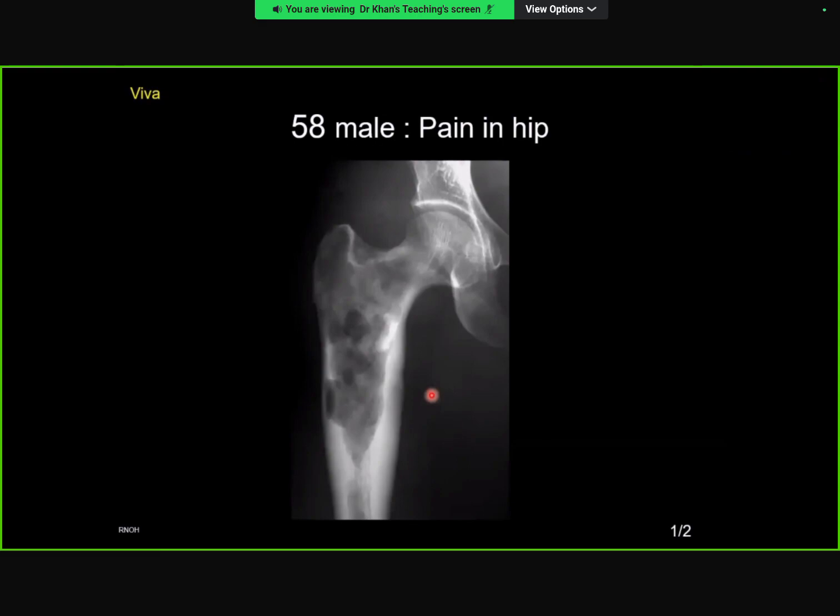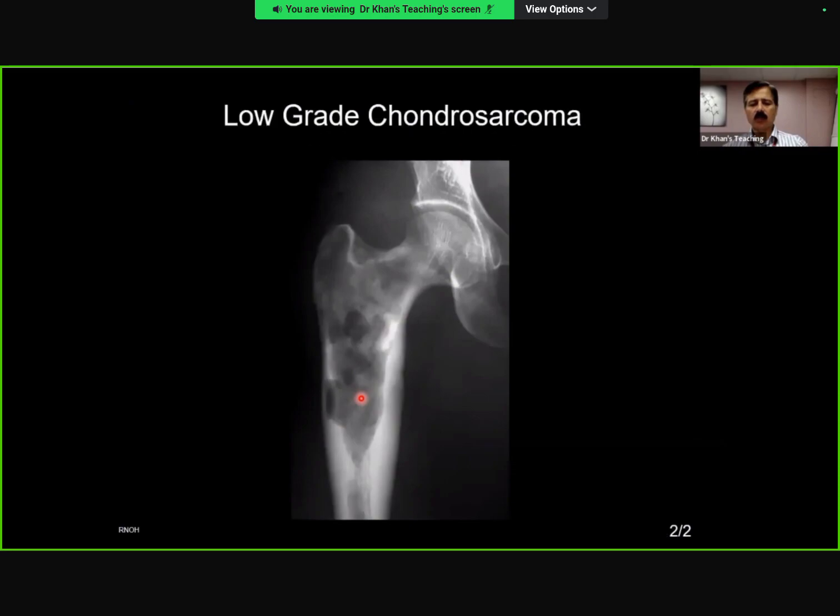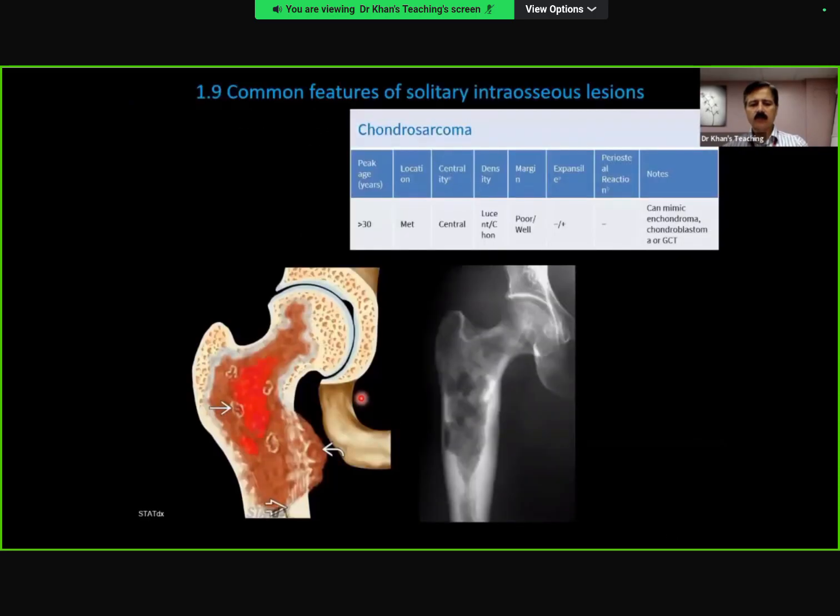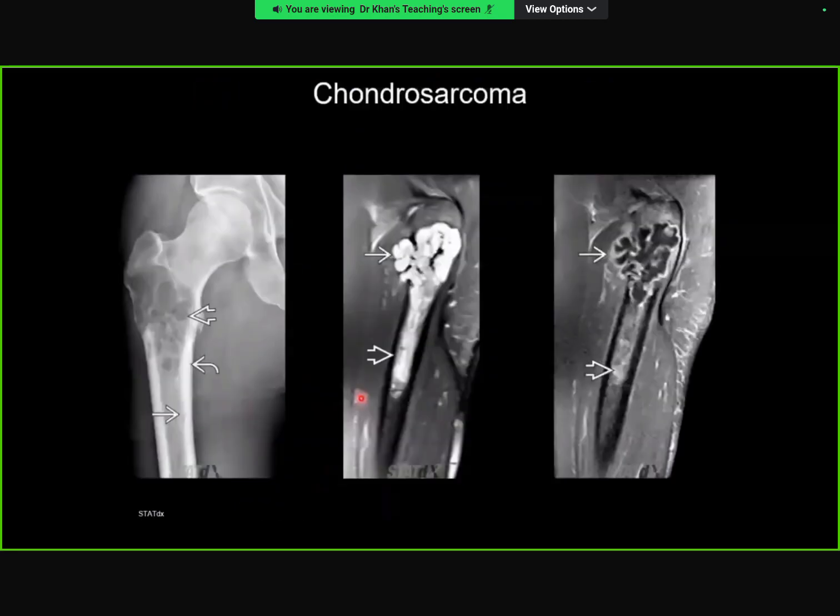But the hypothesis is that there was a bit of chondroid matrix, and now everything has been eaten up, and there is this endosteal scalloping and the involvement of more than 2/3 of the length of the bone is what we are talking about. So this is a chondrosarcoma.